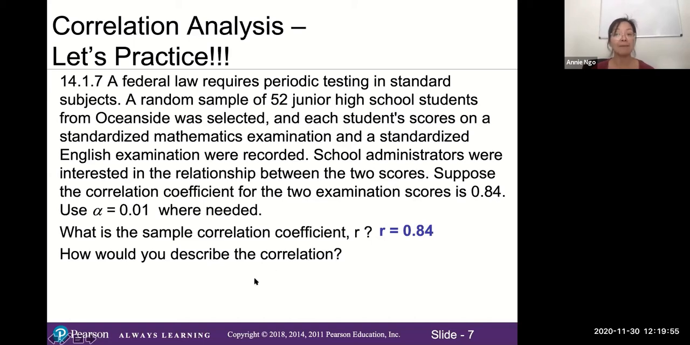And then based on this number, 0.84, how would you describe the correlation? Is it positive or negative? Yep, it's positive. And would you describe it as strong or weak? And remember, the closer it is to 1 or -1, the stronger it is. The closer it is to 0, the weaker it is. Yep, this would be considered strong.